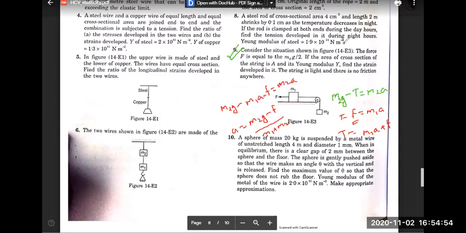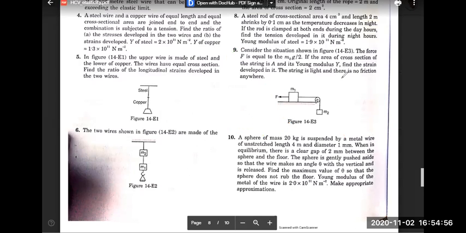Okay? Now after this, I gave you question number 10 also. Question number 10. Now, everyone just go through question number 10. Take your time.